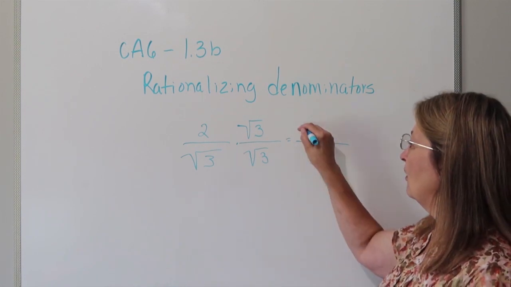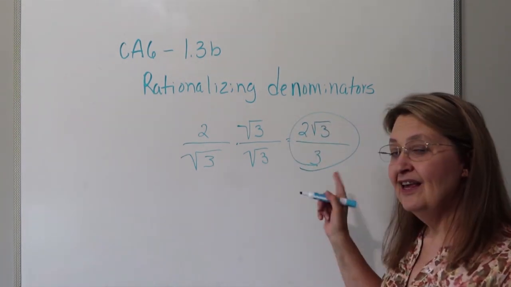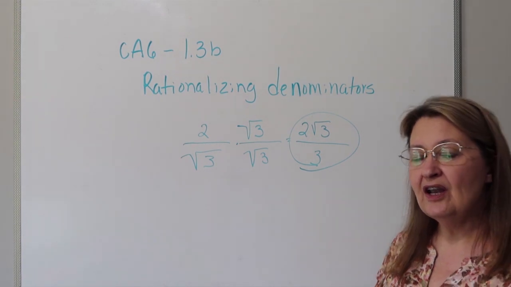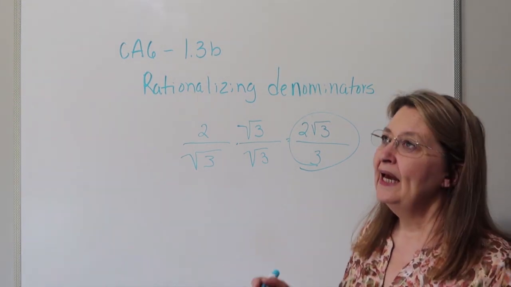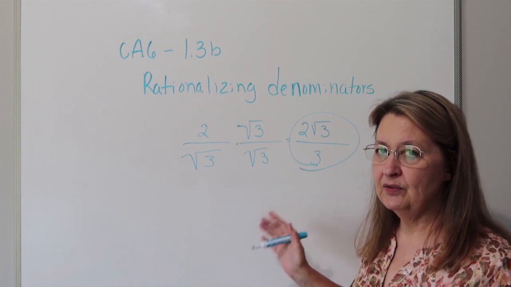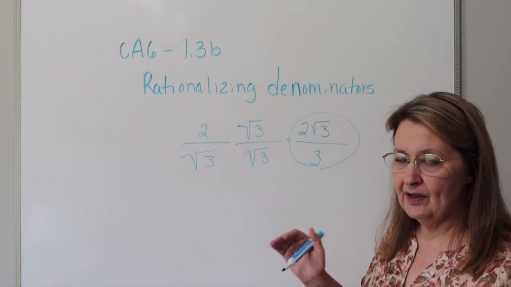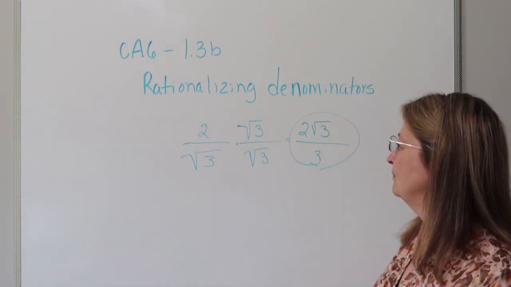And when I multiply across the top, now I have this. This is good because the denominator is rational. And that, like I'm saying, goes back to when everybody didn't have calculators and it was easier to get a mental picture of something over 3 than it was something over square root of 3.